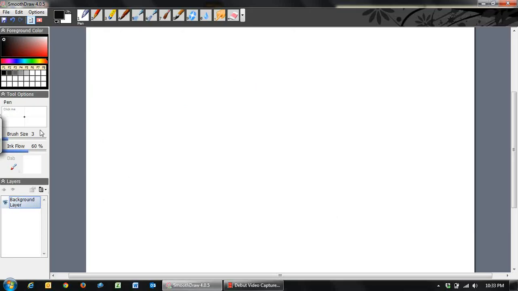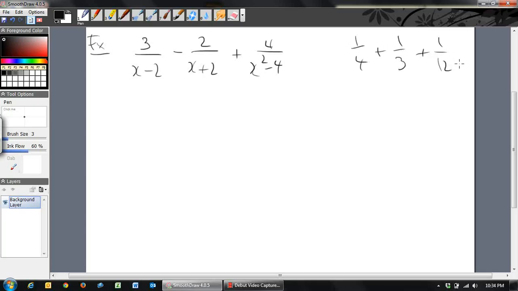Let's do another one, maybe a bit more complicated. Let's do 3 over x minus 2 minus 2 over x plus 2 plus 4 over x squared minus 4. Now we're looking for common factors here, just like if you're adding 1/4 plus 1/3 plus 1/12 or something like that. You're looking for the lowest common multiple. Here you'd choose 12 because 4 times 3 is 12, 3 times 4 is 12, and 12 is 12. So we want to just try and make these all the same.